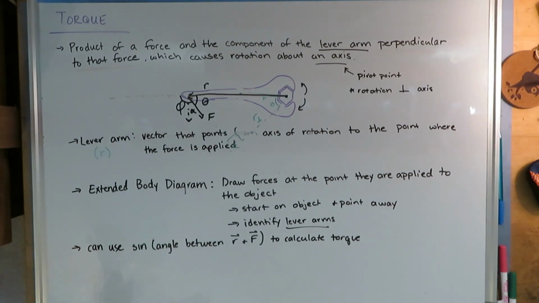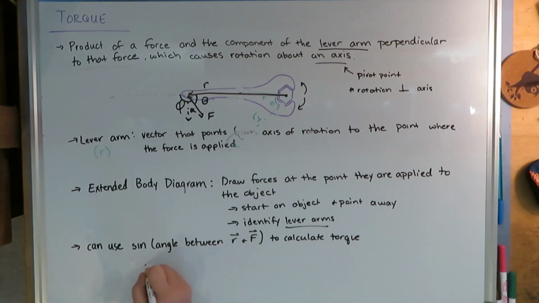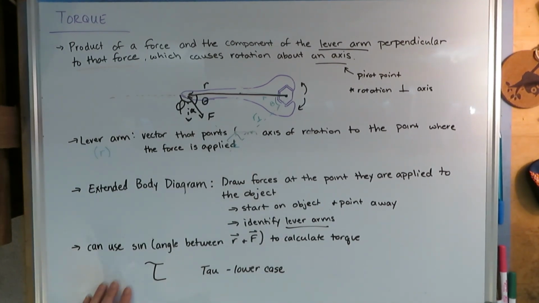All right, so now that we've talked about all of the different factors, let's look at the equation. So the equation for torque and the symbol for torque. Torque is given the Greek letter tau. So this is the Greek letter tau. It is actually a lowercase tau. Capital tau just looks like a T in Greek. It really just looks like a T. But this is the lowercase tau.